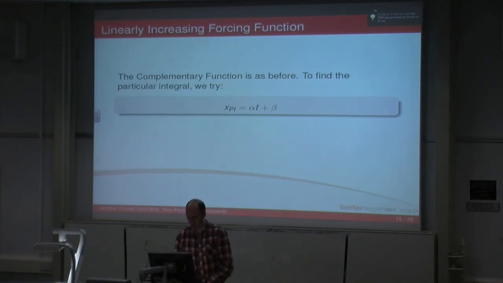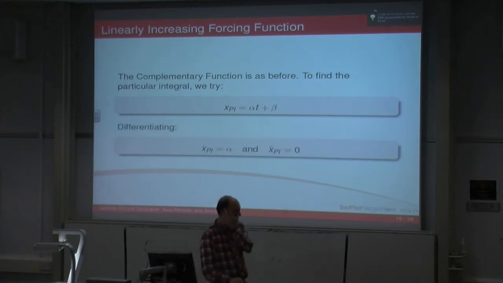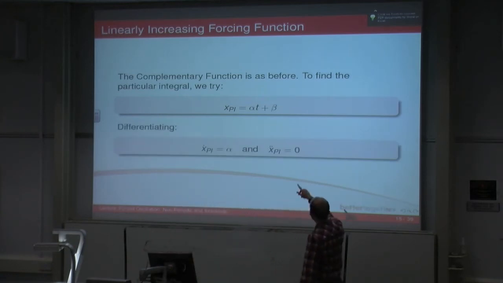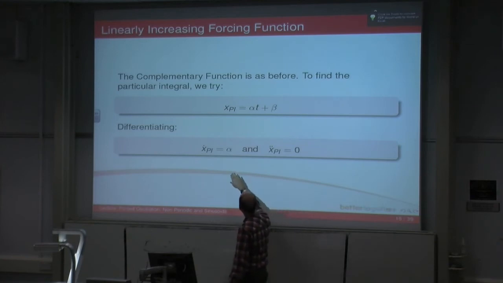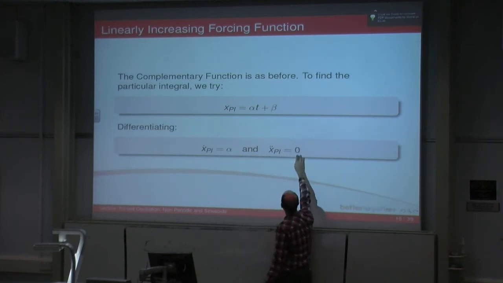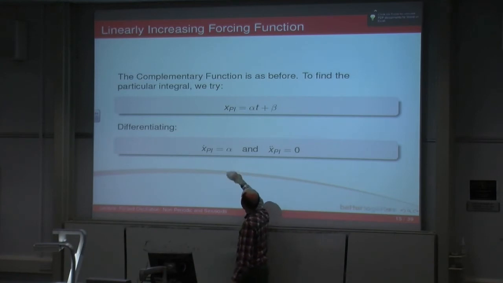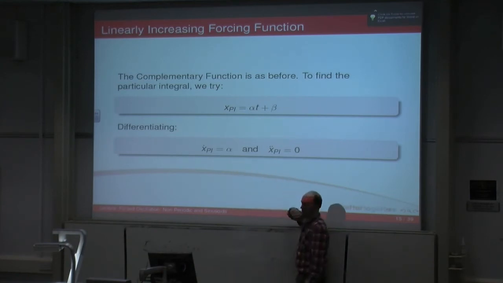So here we've got F t, so we choose t to the 1 as the first term. Differentiate that, and alpha t becomes alpha because t disappears, and then beta is a constant, so that disappears for this solution. And this is a constant, so when you differentiate that, you get 0. Plug them into the equation.